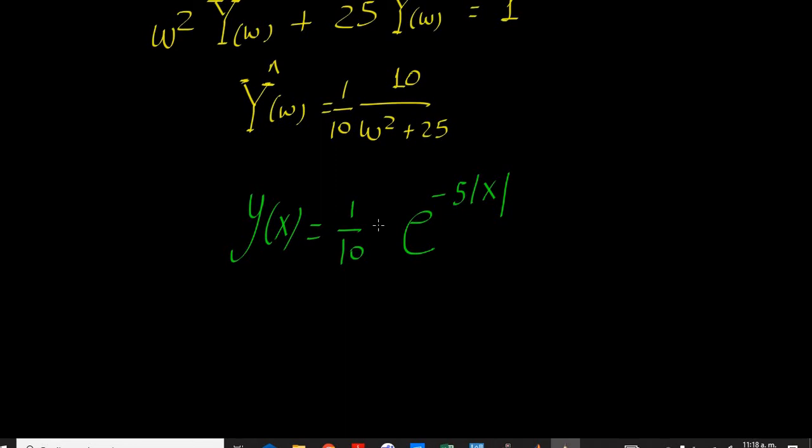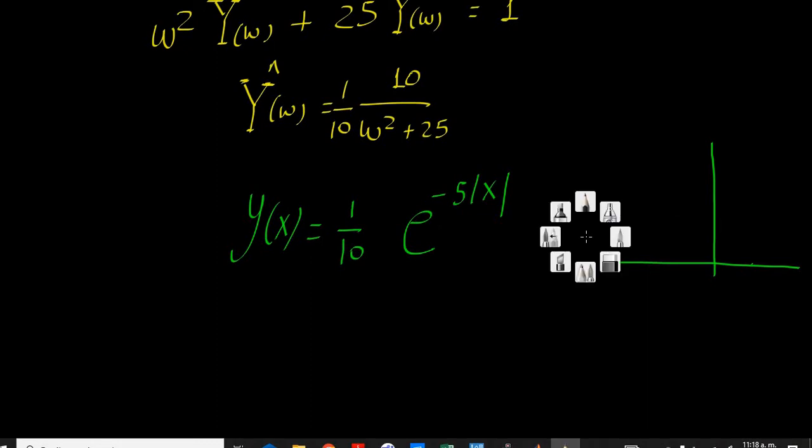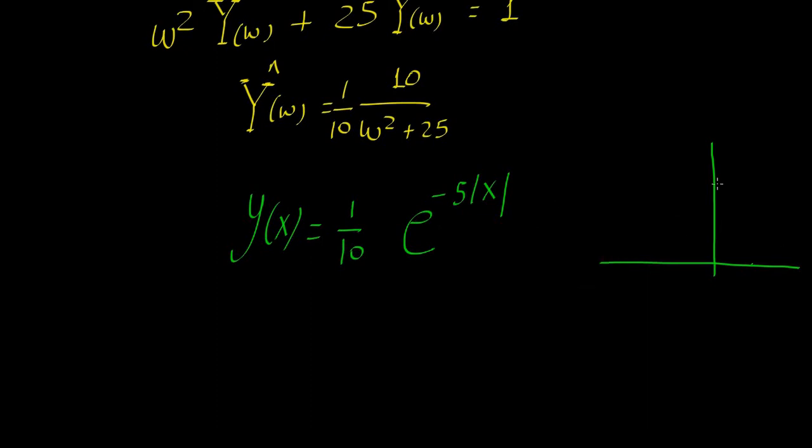If somebody wants to plot this solution, for instance, if x is a positive value, the absolute value just keeps the same. It's going to be a negative exponential function, so it's going to have this shape. This point is going to be 1 over 10. While if x is negative, the absolute value just turns into positive, so it's going to have the same value as in the positive case. So the shape is something like this. This is the shape of this function.